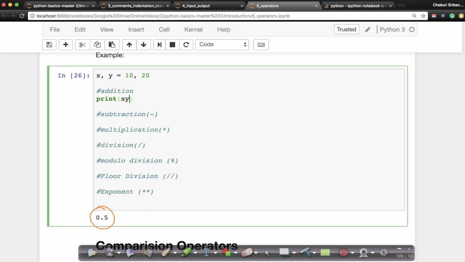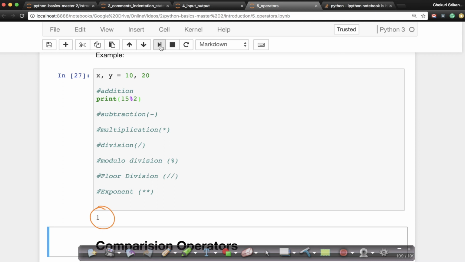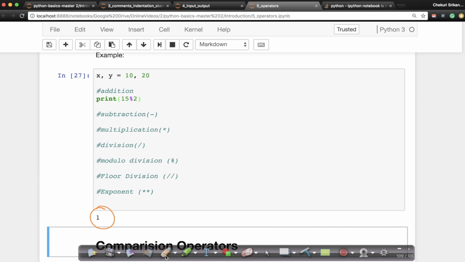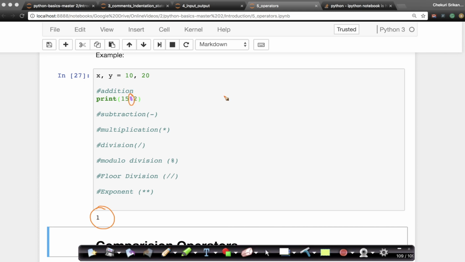Here is an interesting operation. Suppose I have 15 percent 2, right? This is your percentage symbol. For those of you who do not know what this percentage operator is, it's also called a modulo operator. What it does is, it divides 15 by 2, so 2 sevens are 14. It gives you the remainder that you get, which is 1 in this case, and that's the output of 15 modulo 2. It's nothing but the remainder that you get when you divide 15 by 2.